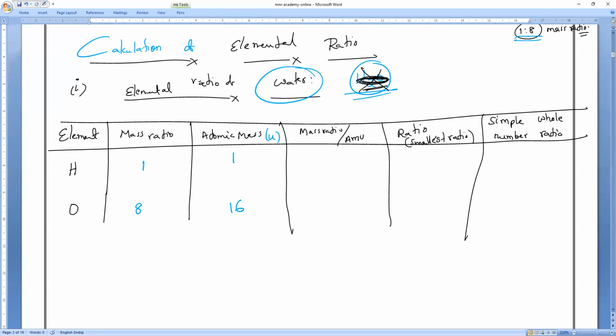Next, mass ratio divided by atomic mass. Tell me, mass ratio 1, atomic mass is also 1. So 1 by 1 equals what? 1. Do you understand? Next, mass ratio 8, atomic mass 16, which equals 8 ones are 8, 8 twos are 16, so 1 by 2.